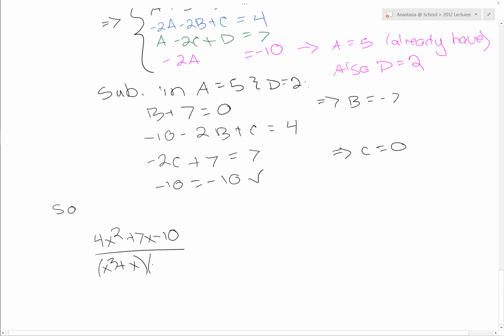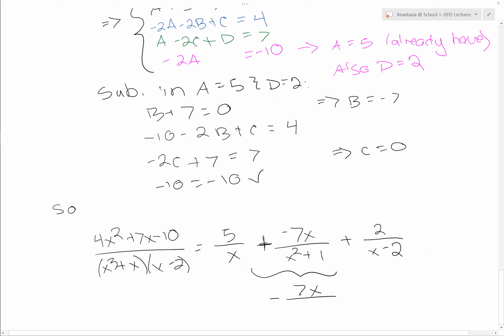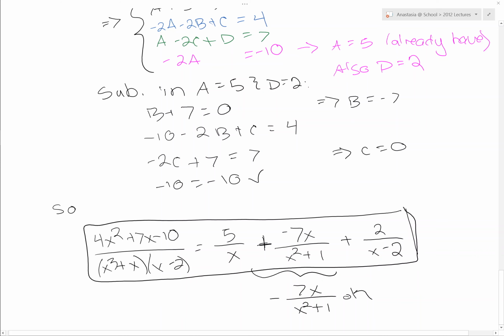So our final answer should be that 4x squared plus 7x minus 10 all over x cubed plus x times x minus 2 is equal to a, which was 5, over x, plus bx plus c. B is negative 7, c is 0, so we're going to have negative 7x, oops, that should be a plus, over x squared plus 1, and then plus d, which was 2 over x minus 2. And notice, if you want to write this as a negative 7x over x squared plus 1, that is okay as well. So our final answer is right here.